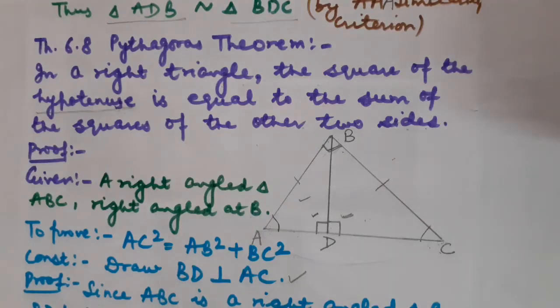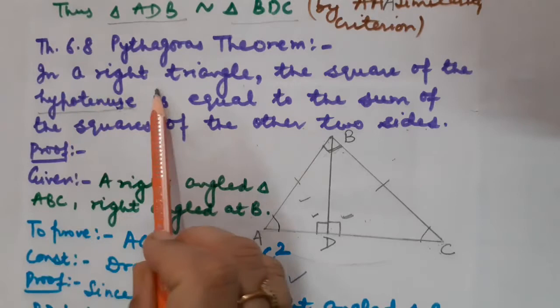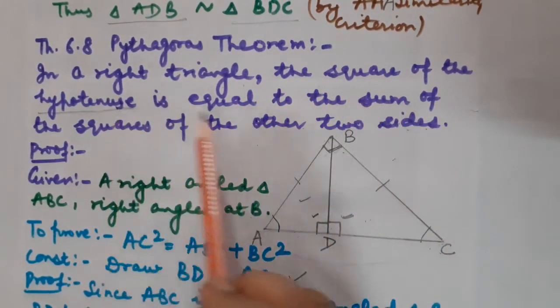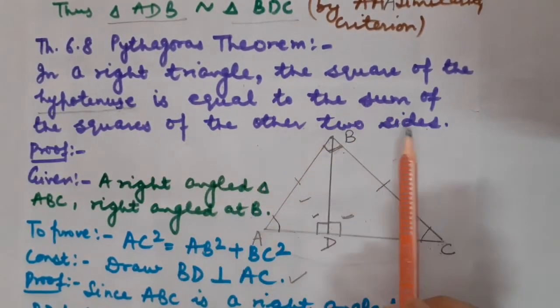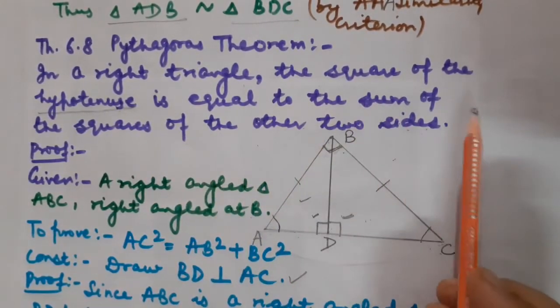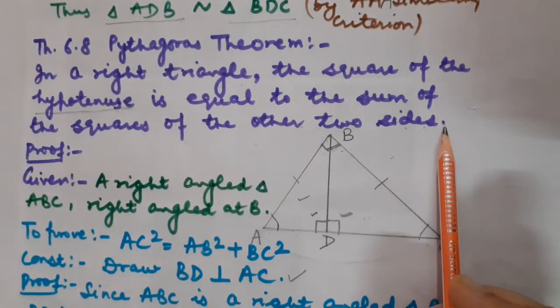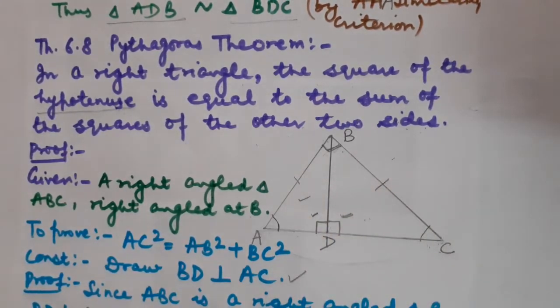So children, let us recall the statement of theorem 6.8, that is Pythagoras theorem. In a right angled triangle, the square of the hypotenuse is equal to the sum of the square of other two sides. Correct? Means hypotenuse square is equal to base square plus height square. This is the statement of Pythagoras theorem.